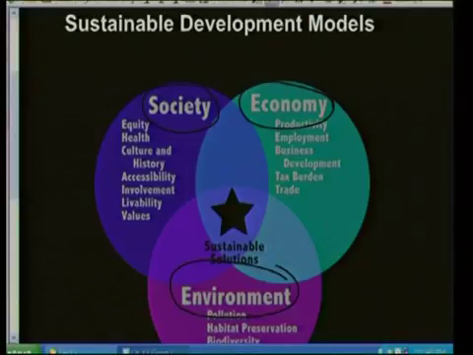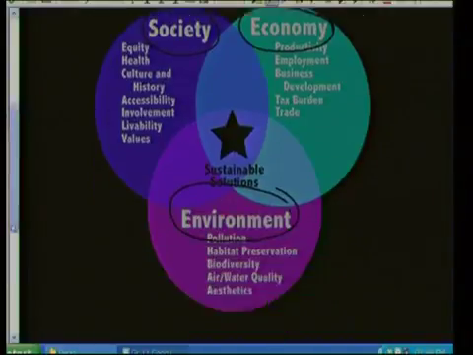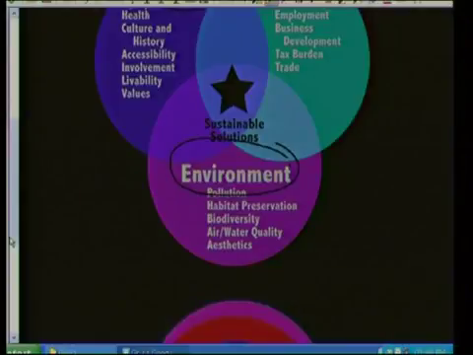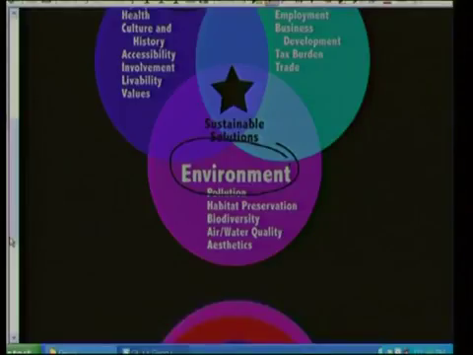In terms of society, we're looking at equity, health, culture and history, accessibility, involvement, livability, values. Under economy, productivity, employment, business development, tax burdens, trade. And under the environment, pollution, habitat preservation, biodiversity, air and water quality, and aesthetics. Okay, so what you can get from this is that all 3 need to work together in order for the sustainable development model to work.